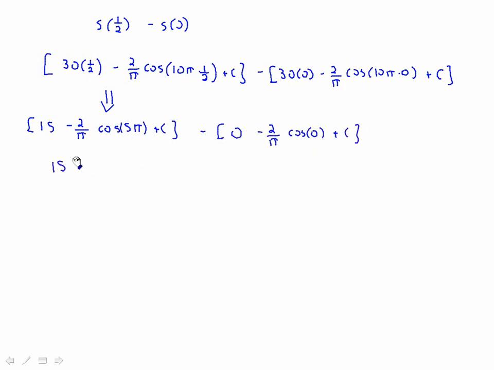Now be really careful. Cos of 5 pi, if you take a look at it, your calculator will give it to you right away. But 5 pi, here's 2 pi, here's 4 pi, and that's one more. So it's actually the same as pi. It's coterminal to cosine of pi, so that's negative 1. So this becomes 15 minus 2 over pi times negative 1 becomes 15 plus 2 over pi, excuse me.